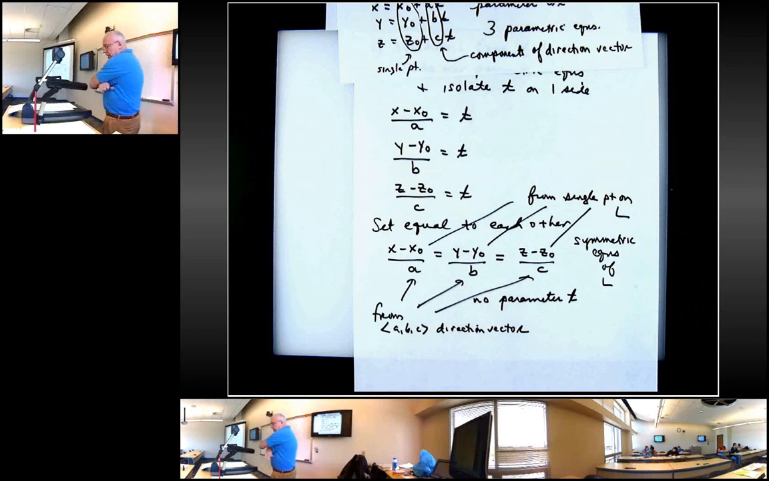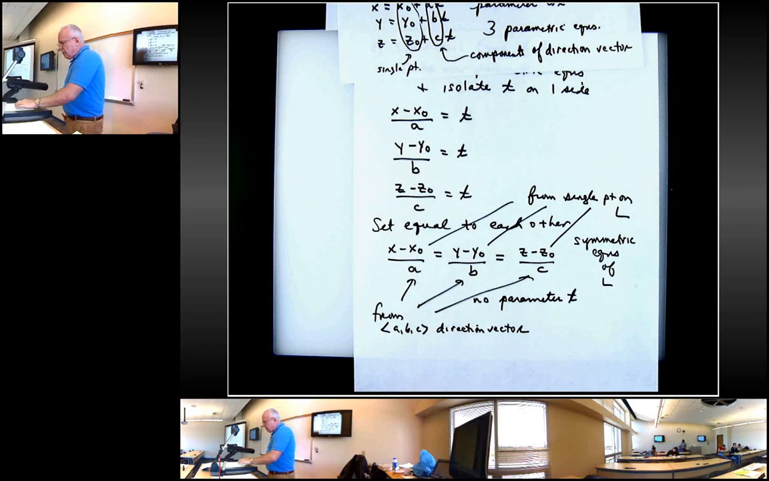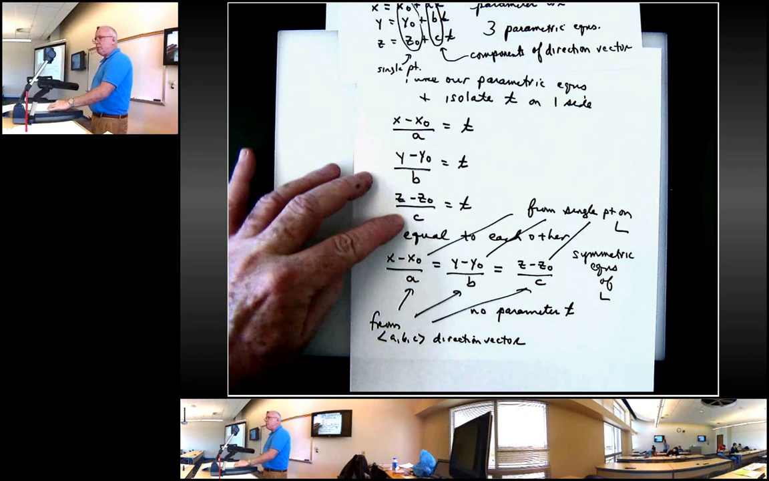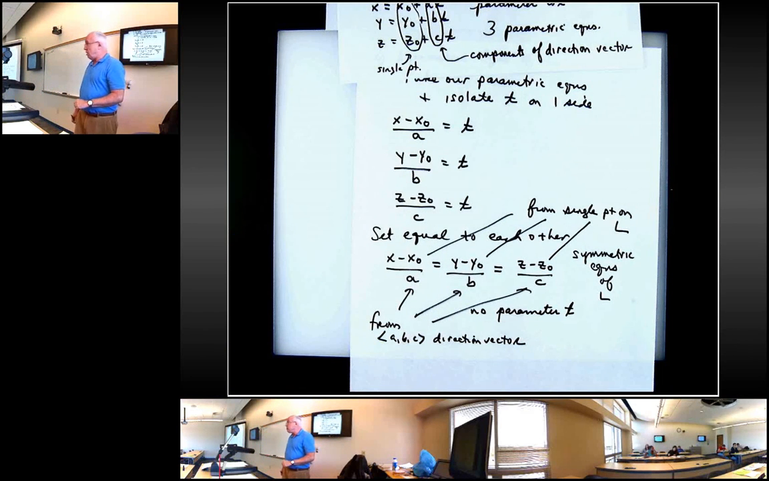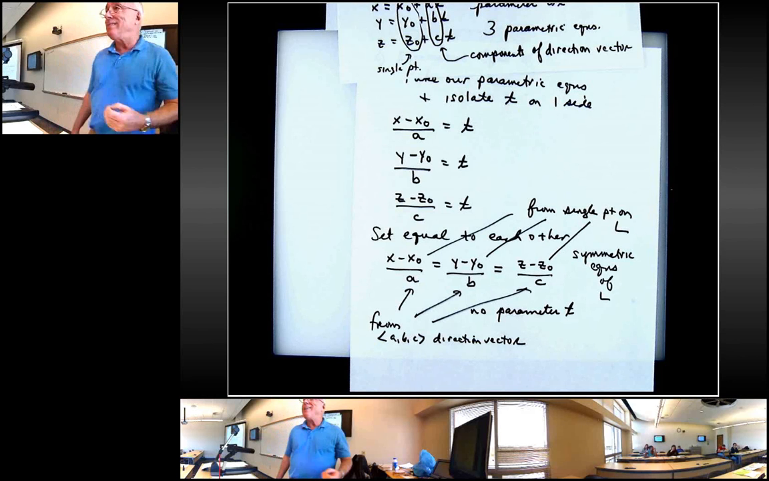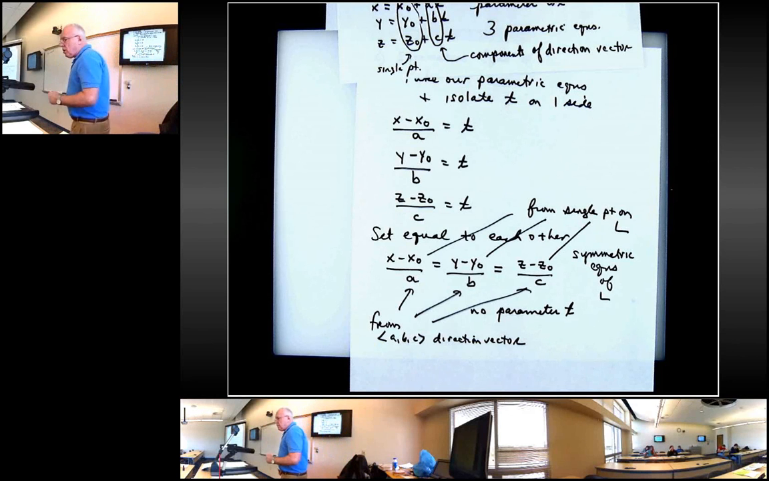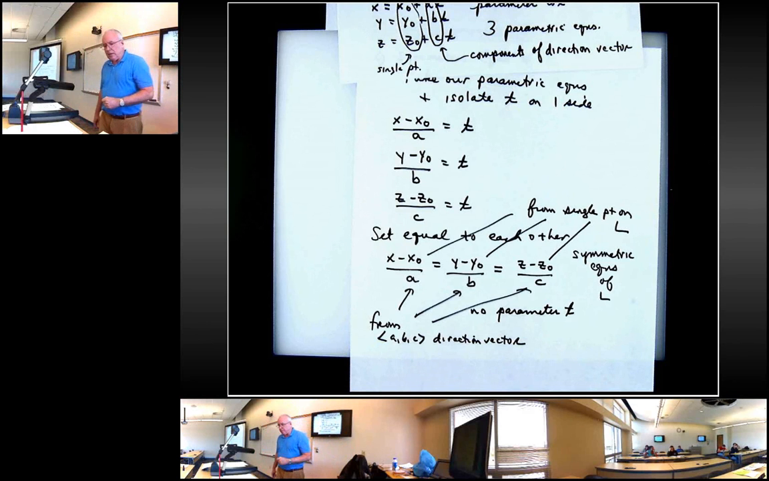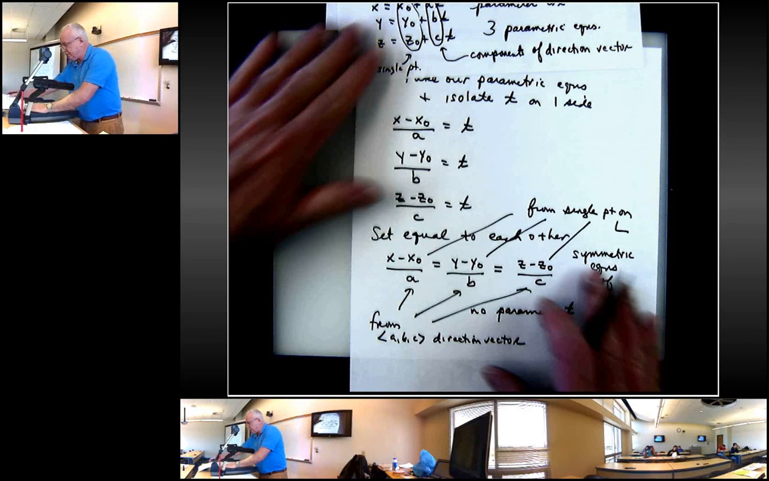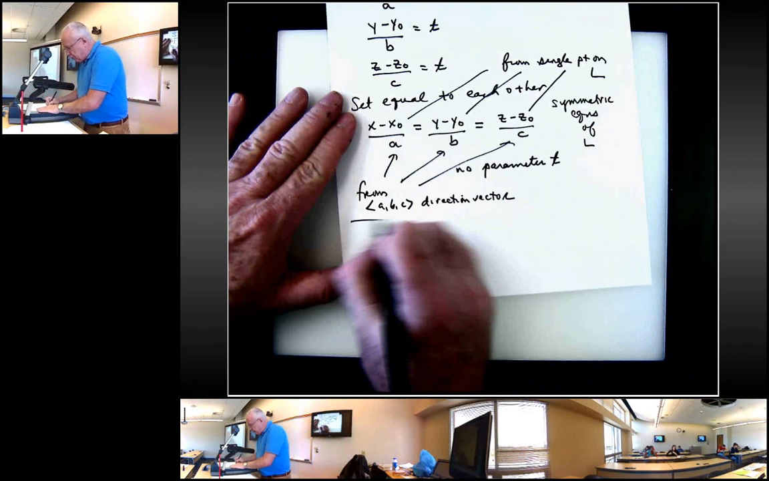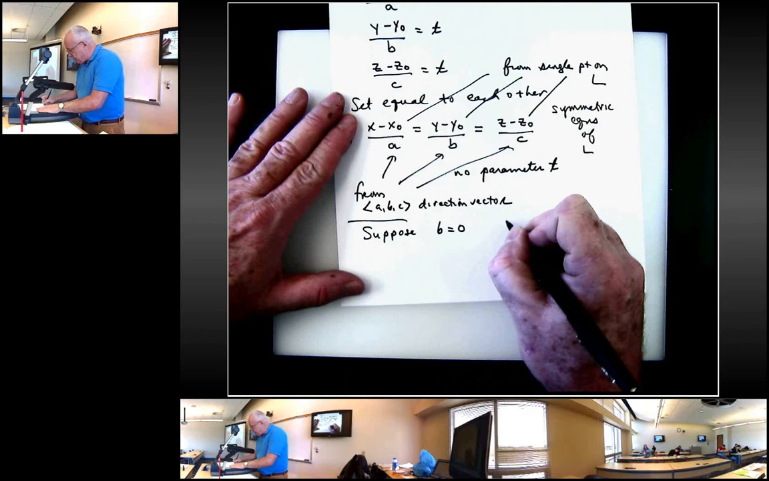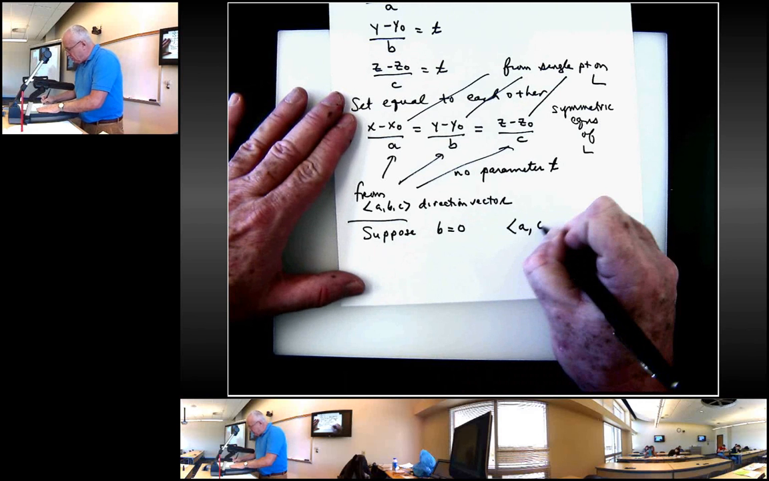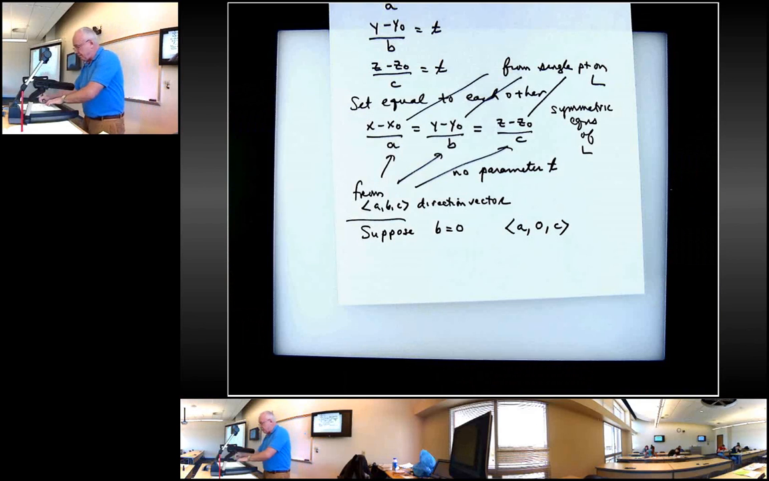Now, the question may come up, well, wait a minute, we divided by these direction numbers to get t on one side, but what if one of the direction numbers is 0? We know we cannot divide by 0. That's really not as terrible as we might think. Let's just suppose b were 0. So our direction vector is a, comma, 0, comma, c.